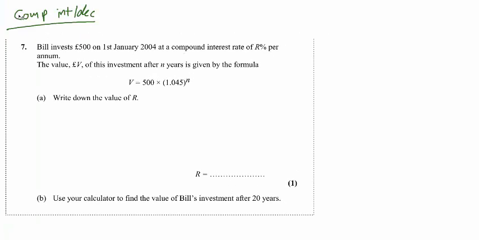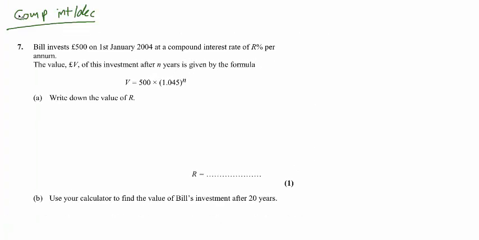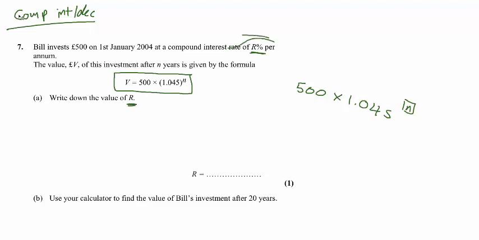Okay, so here it goes. So this one just wants you to have more of an understanding of what's going on in terms of their working out. So it goes, okay, he invests £500 on January 1st, 2004. It goes at a compound interest of R%. The value of the investment after n years. Here's the formula if you want to find out the value. So now have a look at that. So what they've done is 500 times 1.045 to some sort of power, which they've called n. So they're saying find the value of R. So R is what percentage compound interest is there.